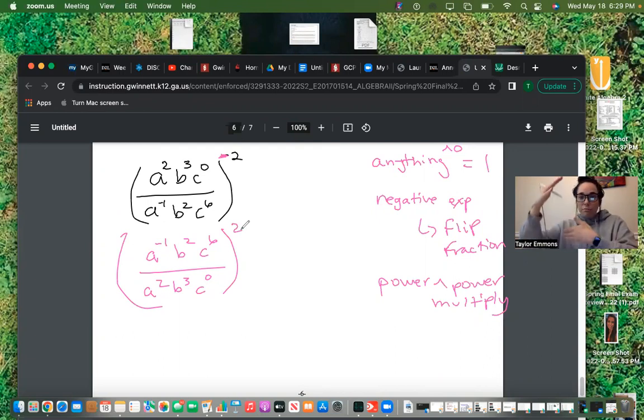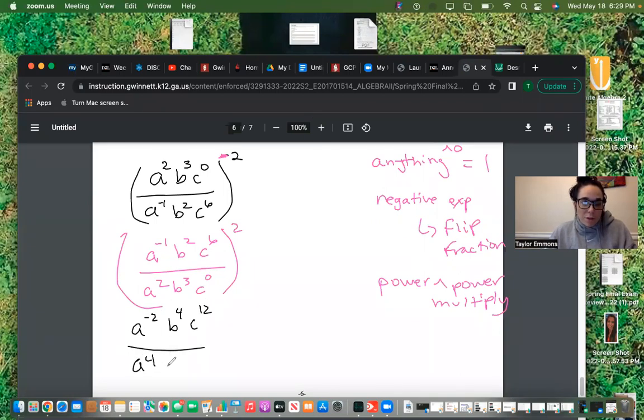Okay, so all I've done is flip the fraction. The next thing I'm going to do is multiply all this stuff by this exponent of 2. So -1 times 2 is -2. I'm going to write this in a different color to make it a little easier. a to the negative 2, b to the 4th, c to the 12th, over a to the 4th, b to the 6th. And this c to the 0, I'm just going to ignore it because it turns into a 1. Because remember, anything raised to the 0 power is going to equal 1.